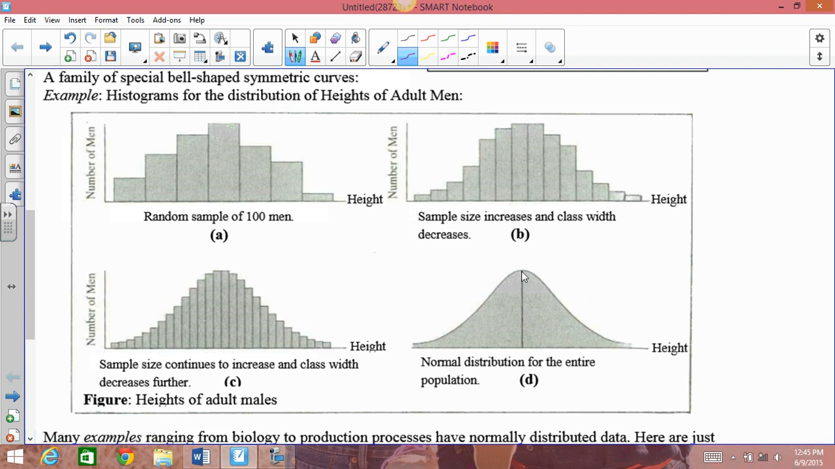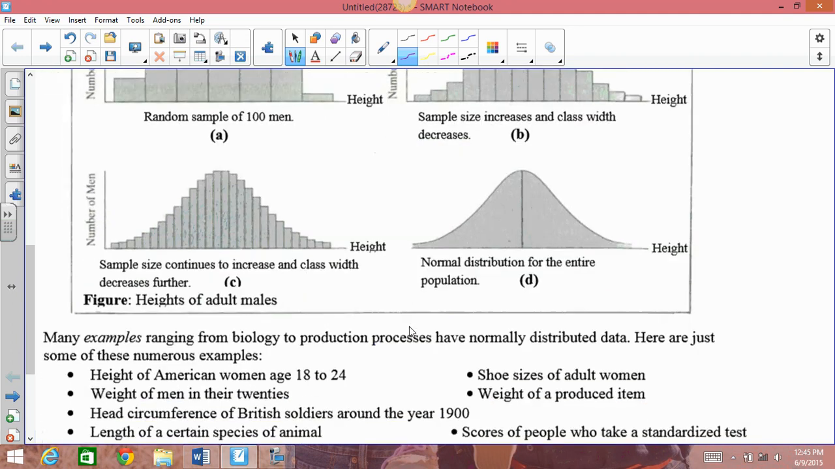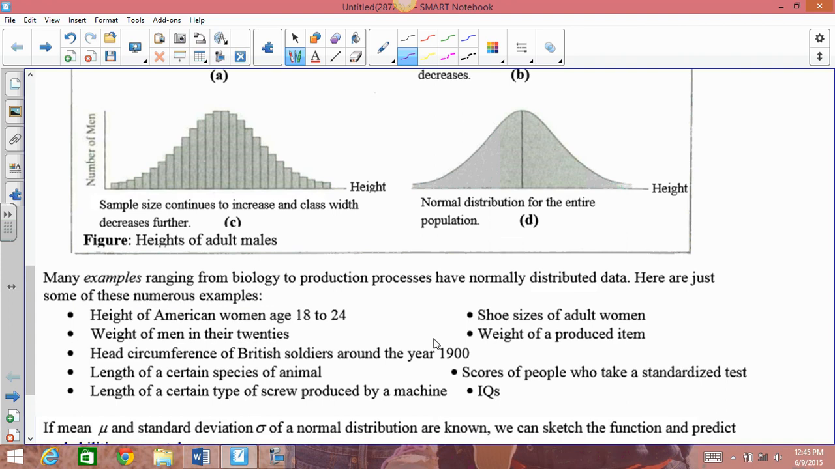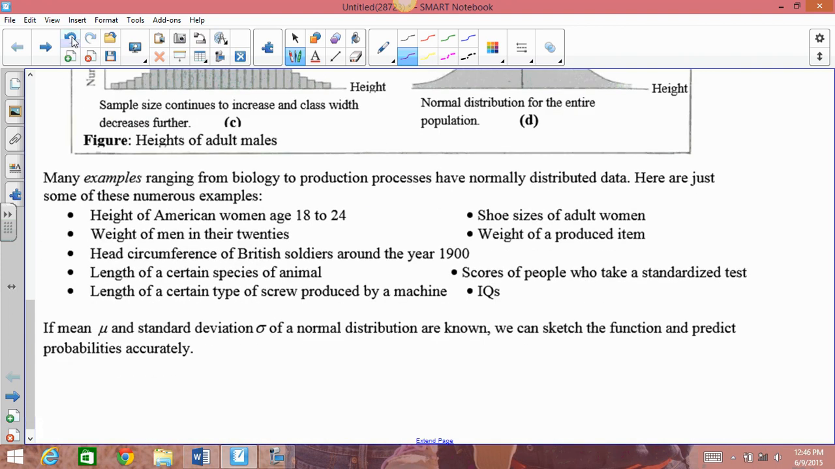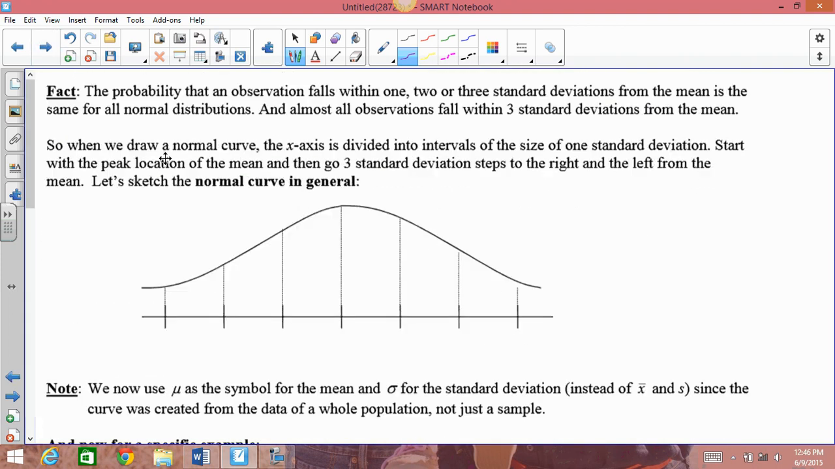It should be noted that in the normal curve, the mean and the median are the exact same value, and 50% of the people are taller than that average height and 50% are shorter than that average height. Some other examples, I'll let you read those at your leisure, are other examples that would follow this normal shaped curve. Okay, flip it on over to our next page.